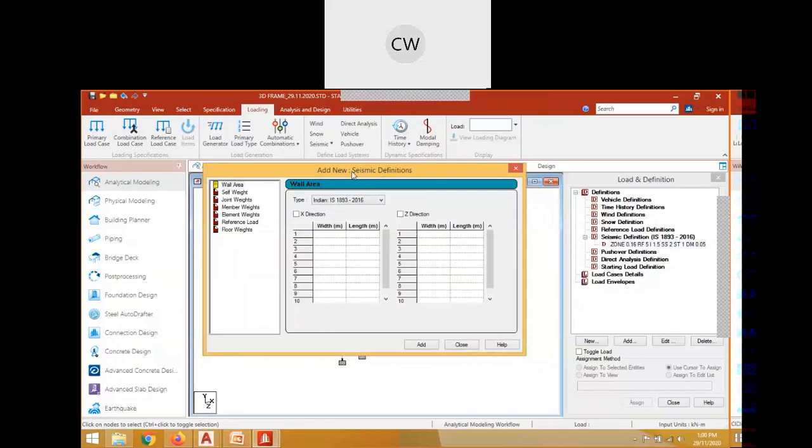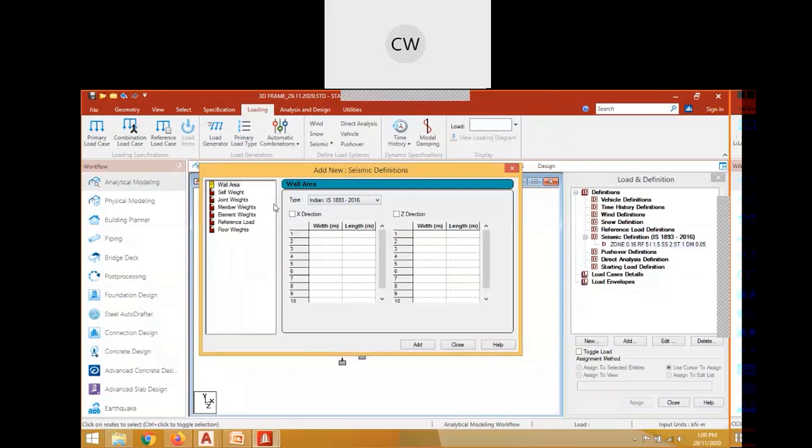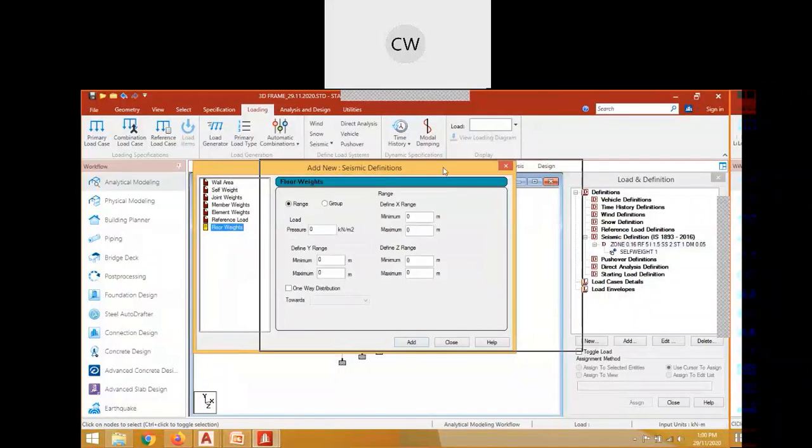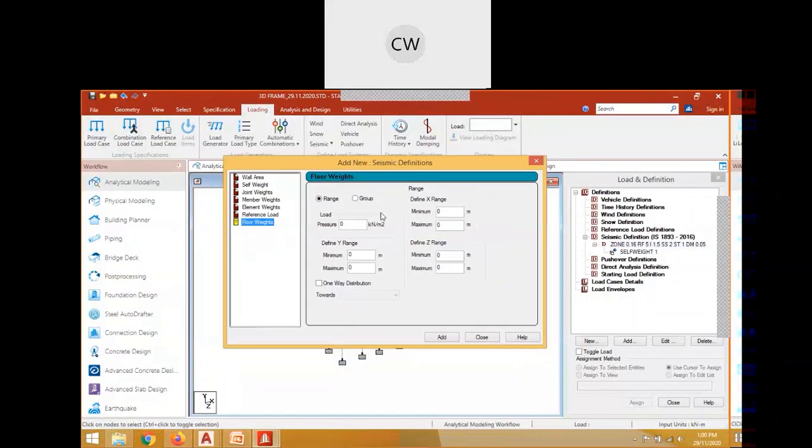Accordingly, we will define this load here as a weight. So let us define this. The self weight is with one factor. Here you need not define any direction. Direction is not required, just put the factor. Self weight with factor one means the self weight is added. Say add. Then we will go for the floor weight.